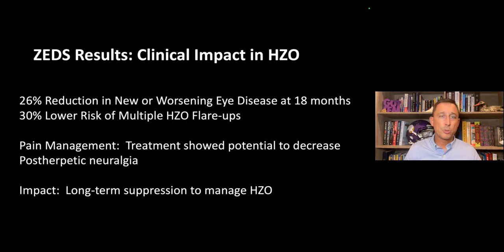There was a 26% reduction in worsening of the eye disease at 18 months. They saw a 30% lower risk of multiple HZO flare-ups. And this also helped with the decrease in postherpetic neuralgia.